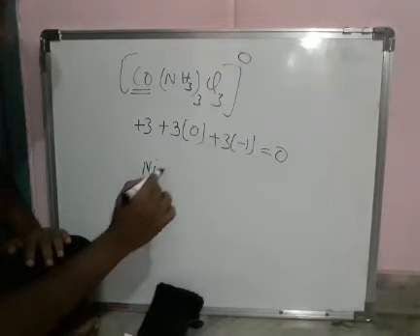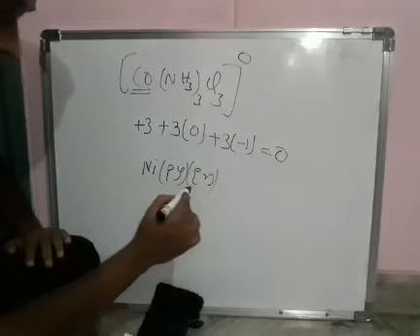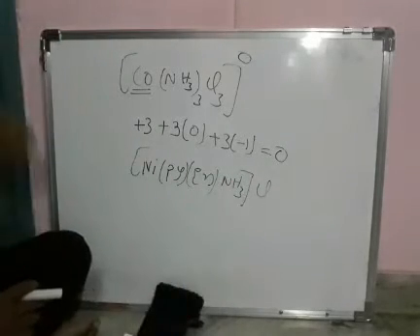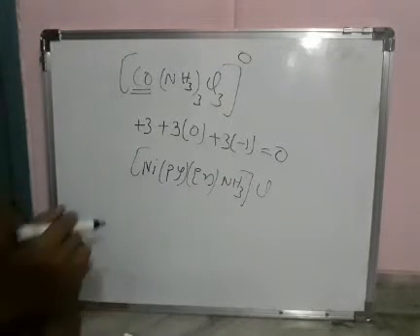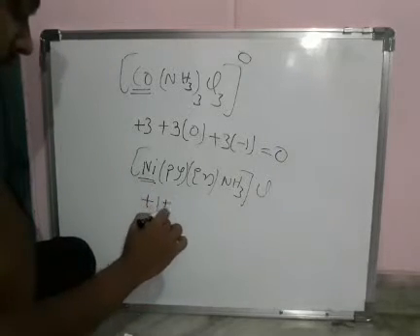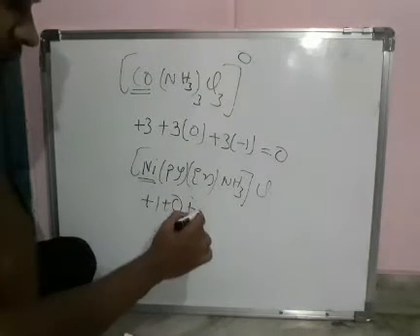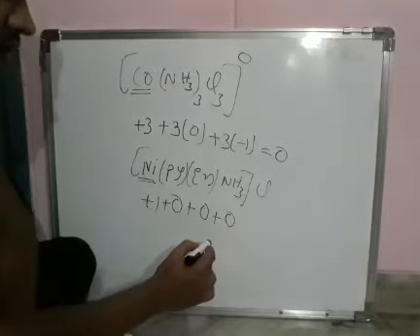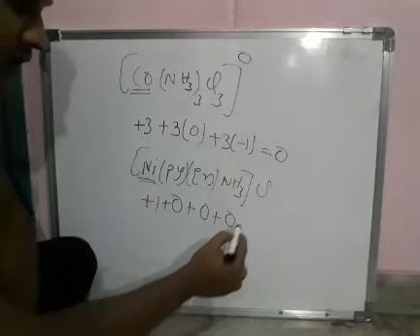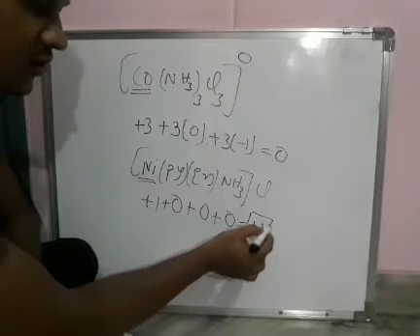Nickel, Py, En, NH3 and Cl. How can we predict the charge on the coordination sphere? Here nickel oxidation state is +1, and pyridine is a neutral ligand, ethylene diamine is a neutral ligand, and ammonia is a neutral ligand. So the sum of the charge of the metal and ligands becomes +1, which is the charge on the coordination sphere.